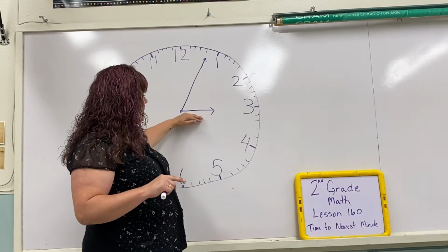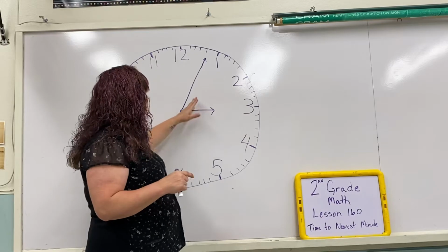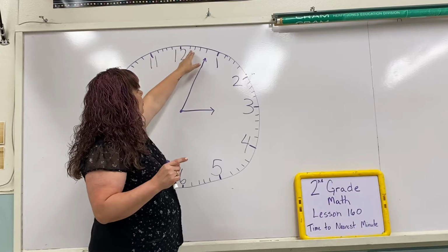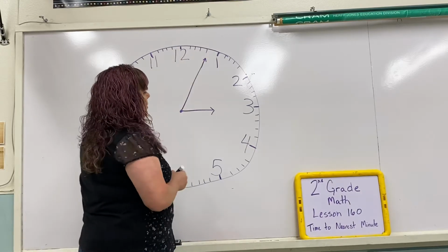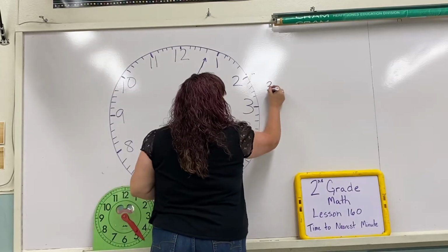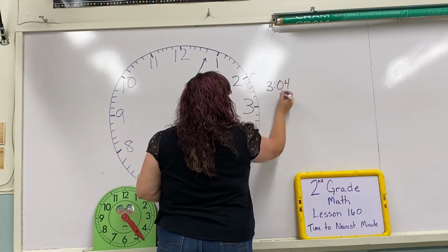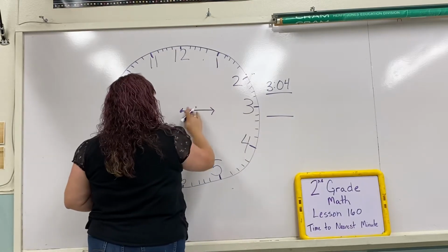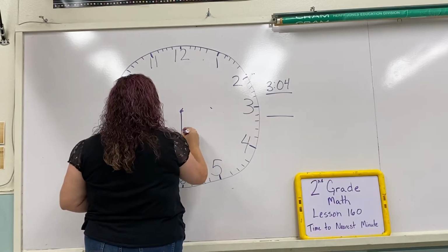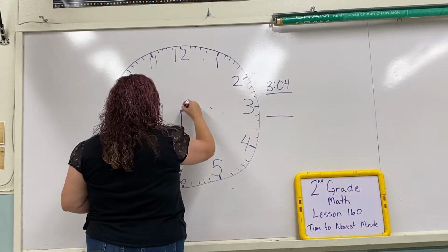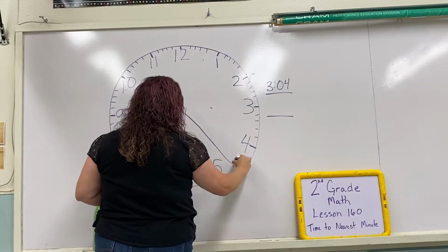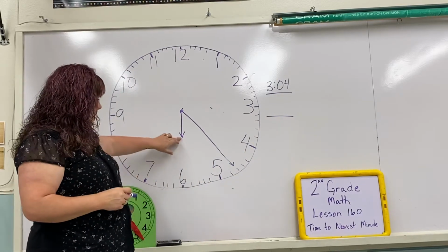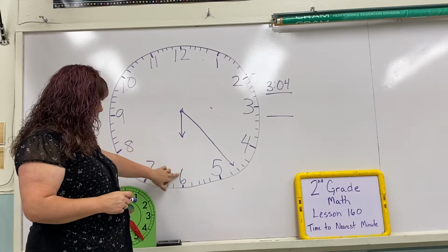So here, this big hand is pointing to the 3. The little hand isn't quite to the 5, so we're just going to count the tick marks. 1, 2, 3, 4. So this time would be the hour of 3 and 4 minutes. Okay? If I changed my hands, what hour is my hour hand pointing to now?